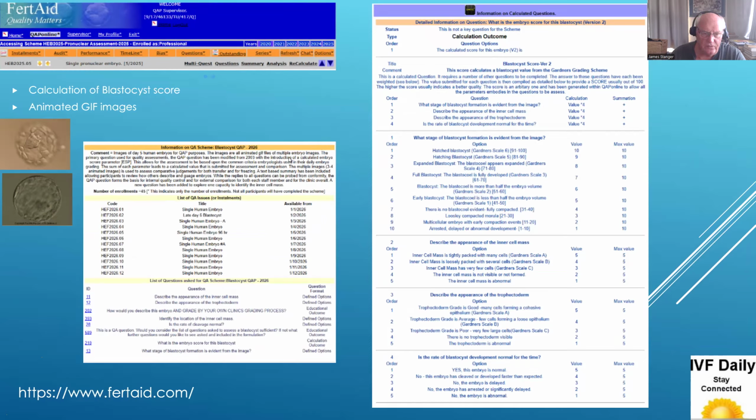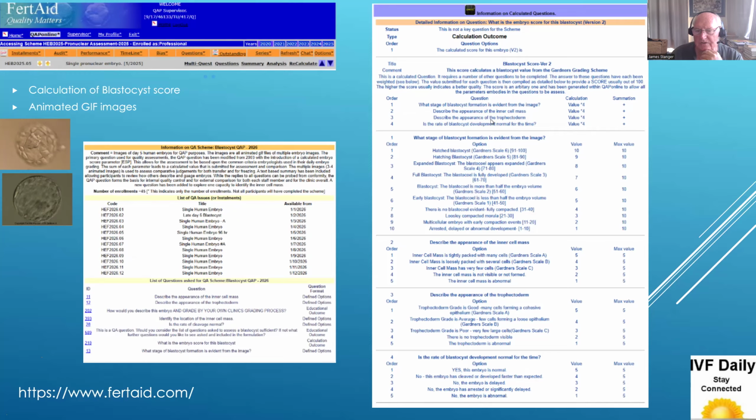I can do the same thing for blastocysts, but unlike Lynn Scott's scheme for pronuclei, Dave Gardner's scheme for blastocysts is very simple. It should be far more complex. His scheme is based on what an embryo looks like, but then you have to add a time component to it. So the question is, what stage of blastocyst formation is evident from the image? They each have a similar value.